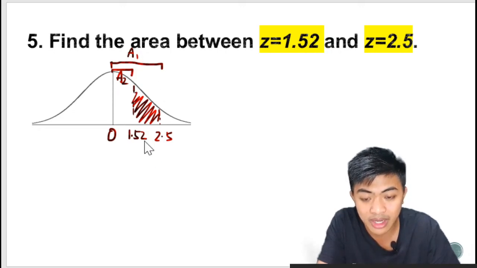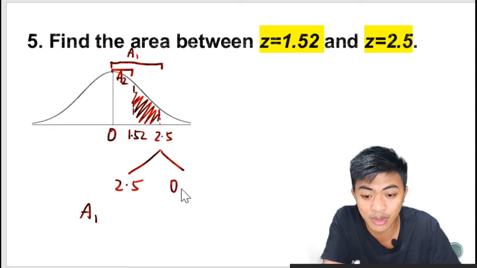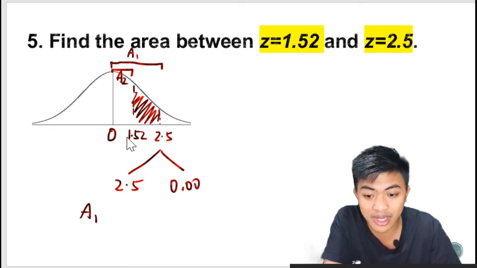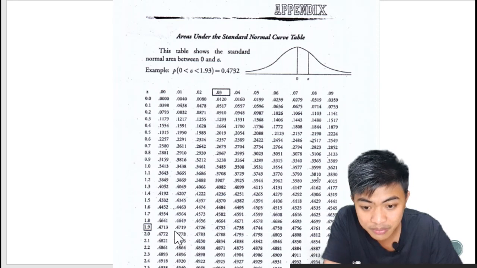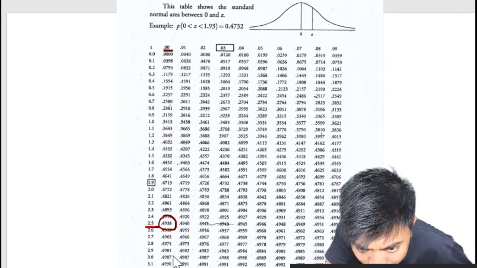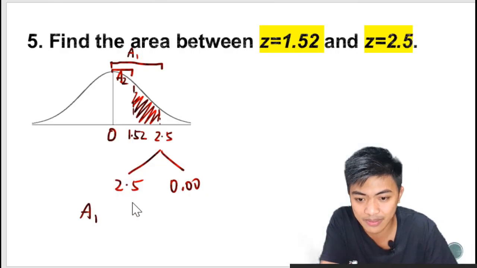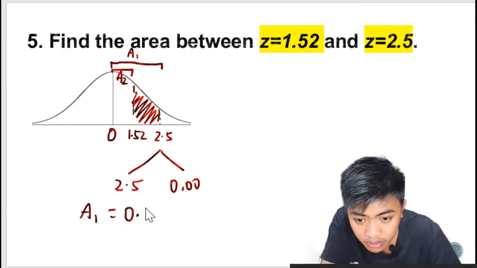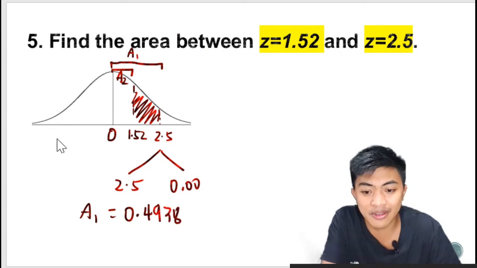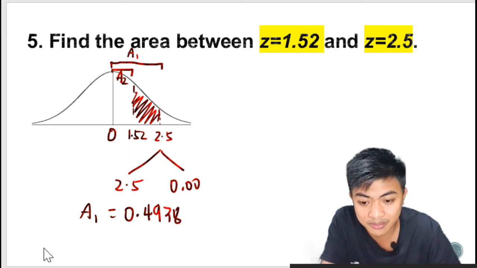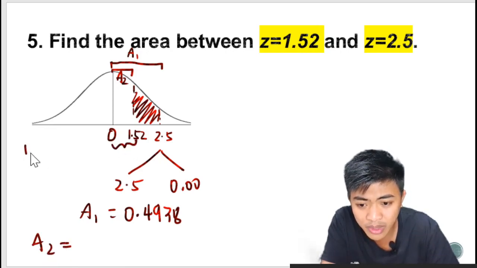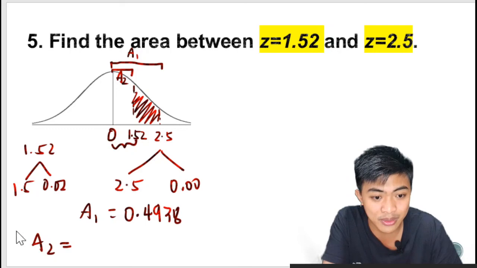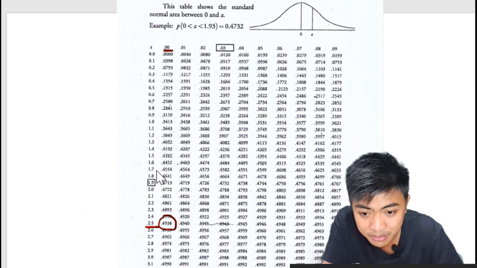Okay, so area 1, we have here 2.5 and 0.00. Okay, so hanapin si 2.5 sa table. So yung area niya is 0.4938. Next, we get the second area. And second area, yun yung area from 0 to 1.52. So 1.52, we break it down to two parts. That is 1.5 and 0.02. Okay, so hanapin si 1.5 sa table. Dito siya. And 0.02, and dito siya.